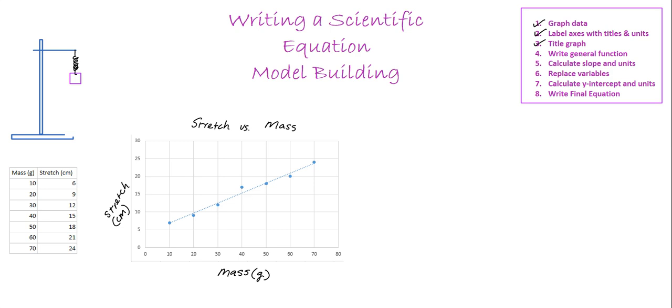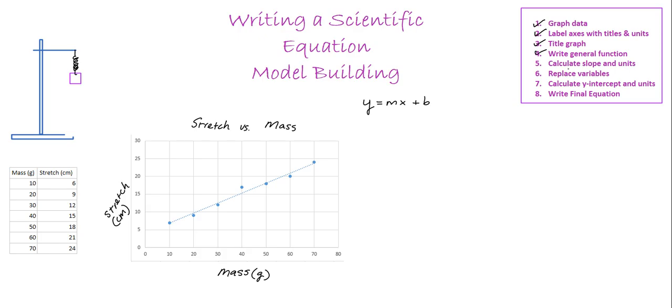And now I'm going to write the general or the parent function, and then I'm going to make some changes to it. Well, I see that the trend line is linear, and a linear shape indicates the equation y = mx + b. So I know that I'm going to have to add in a slope value here and a y-intercept value here, and I'm going to have to change y and x to fit the actual experiment, because I'm making a scientific equation here, not just a generic math equation.